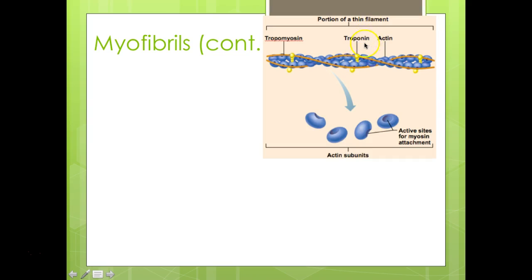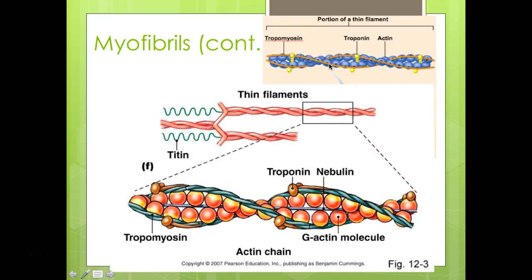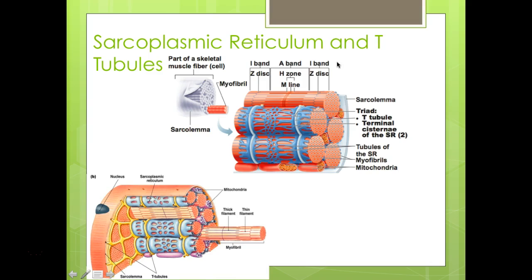Now, when we have calcium binding to tropomyosin, it's going to help shift the tropomyosin strands so it reveals these active sites, and the myosin can then bind to the active sites. Okay? And these are also called G-actin molecules, these blueberry looking structures here. Okay, so let's get back to our SR and T tubules.